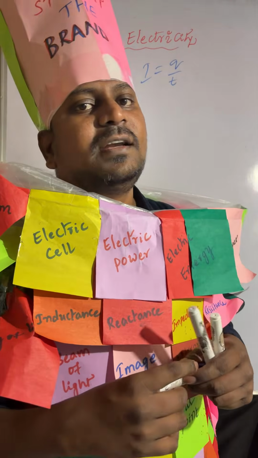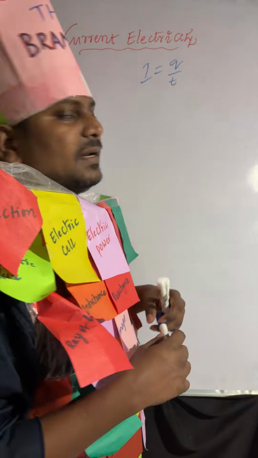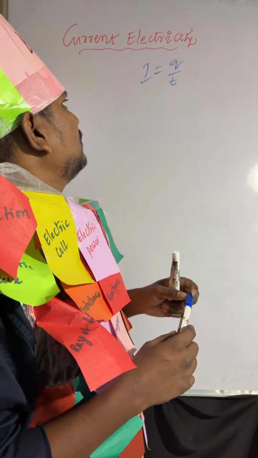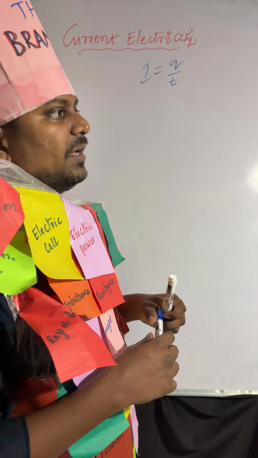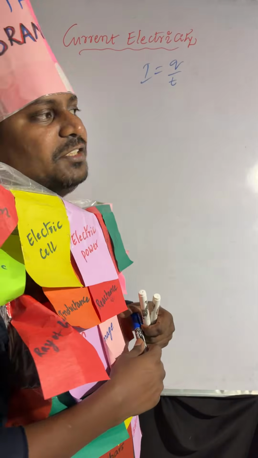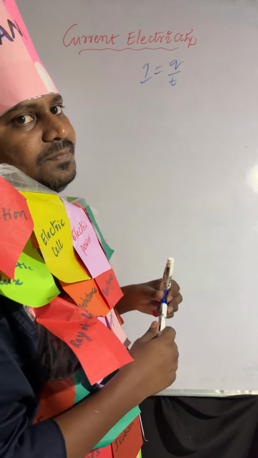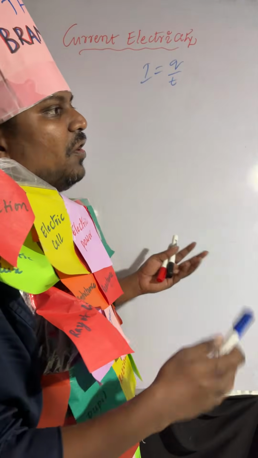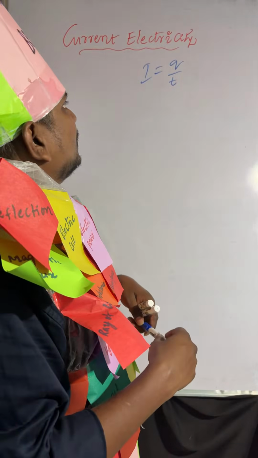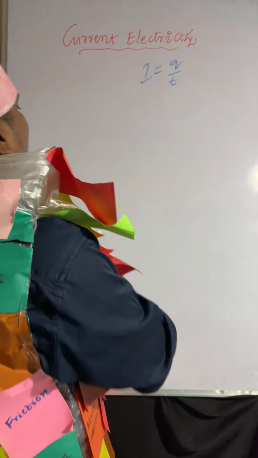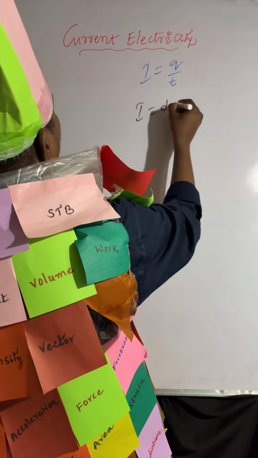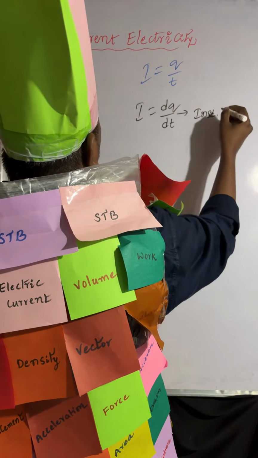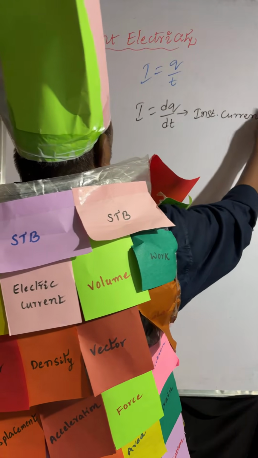That is called electric current: the net charge flowing through cross sectional area, the rate of flow of net charge through unit cross section area. Simply we can say I equal to q by t, the flow of charge per unit time. And one more thing, we can say I equal to dq by dt. This is the instantaneous current, the current at a particular instant.